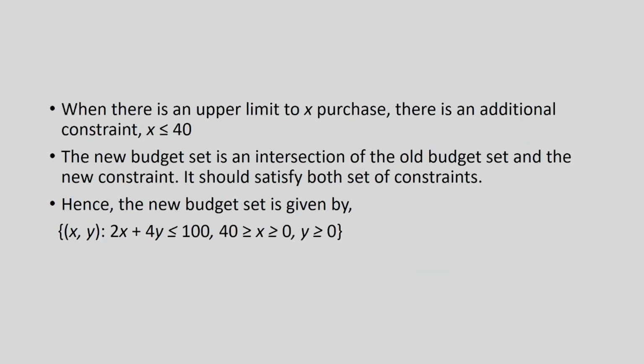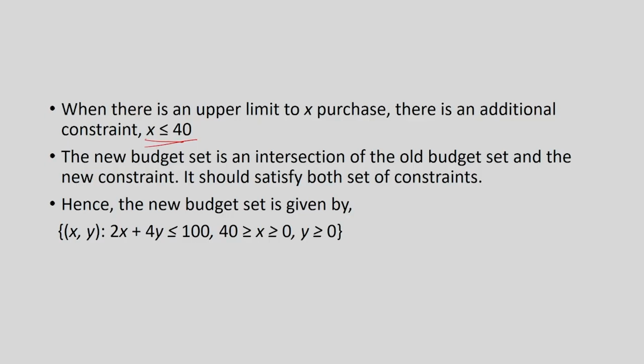The second part, when there is an upper limit to x purchase, there is an additional constraint of x should be less than or equal to 40. Okay. The total amount of x a person can buy cannot exceed 40. So, it is bounded above by a certain number, which is 40. So, the new budget set is an intersection of the old budget set and the new constraint, and it should satisfy both sets of constraints.